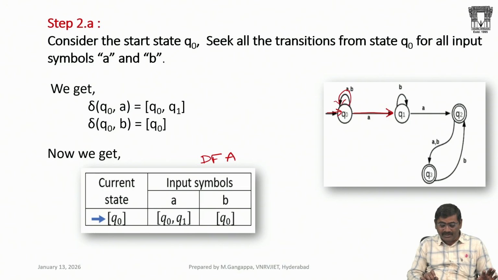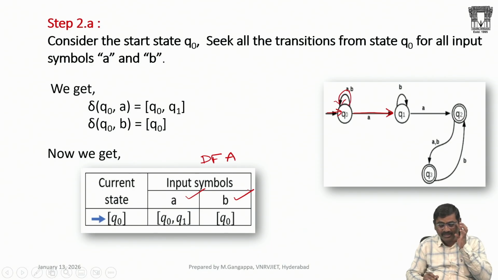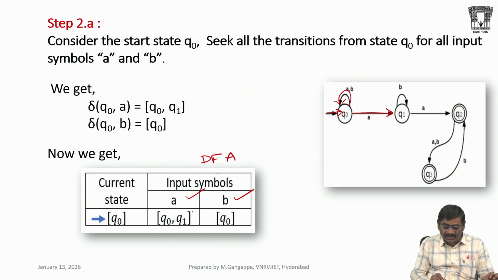After this step, we can observe the next state columns. This is one next state column, and this is one more next state column: the A column and the B column. On the A column there is one next state, and on the B column there is one more next state.